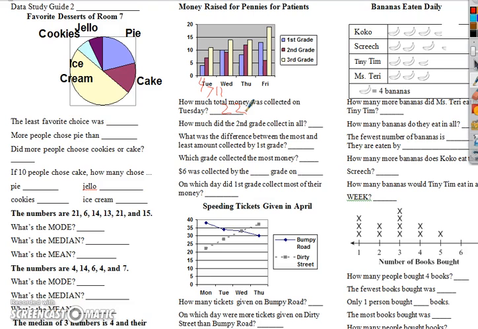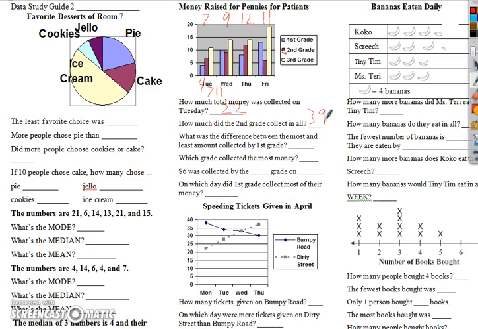How much did second grade collect in all? Second grade is the maroon, so I just need to find each of the maroons. We said that looked like 7. That's got to be a 9. 10, 11, 12. I think 12 instead of 13. And it looks like 11 there. And then I just add them up. 16, 28, 39.